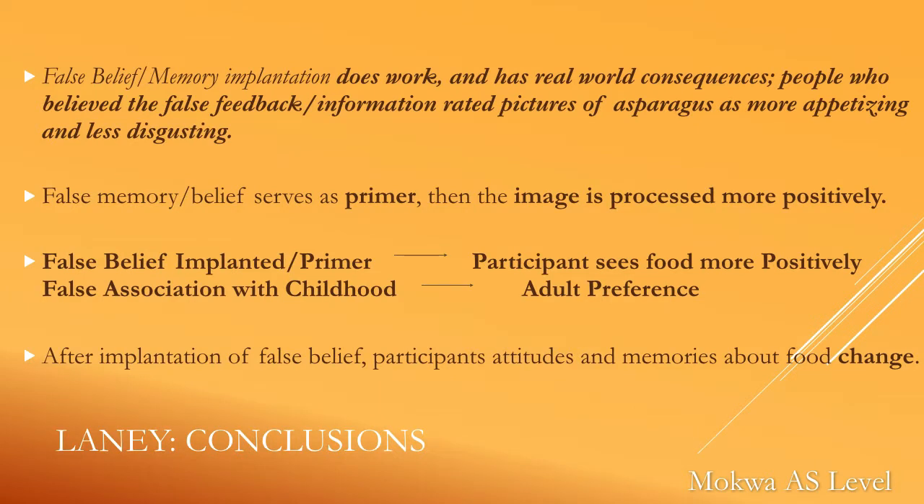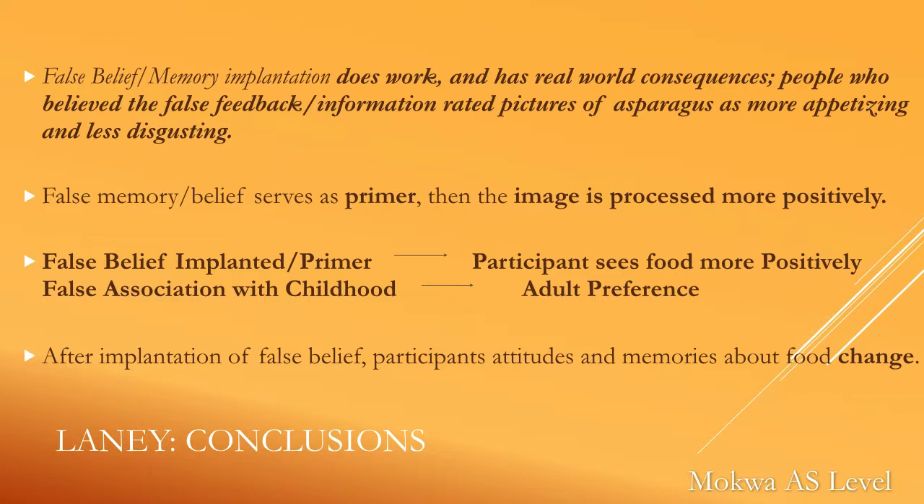Okay, we are now on slide 20, conclusions. Turns out Loftus was right. False memories, implanting them, it does work. And it does have real-world consequences. So people who believe the false memory, we can also call that false feedback or false information, they rate the pictures of asparagus as more appetizing and less disgusting. Okay? So even if, as was the case here, every single person who was in the active group, every single person who was in the love asparagus group, before the experiment started, they had, based on their initial questionnaires, a neutral feeling toward asparagus.